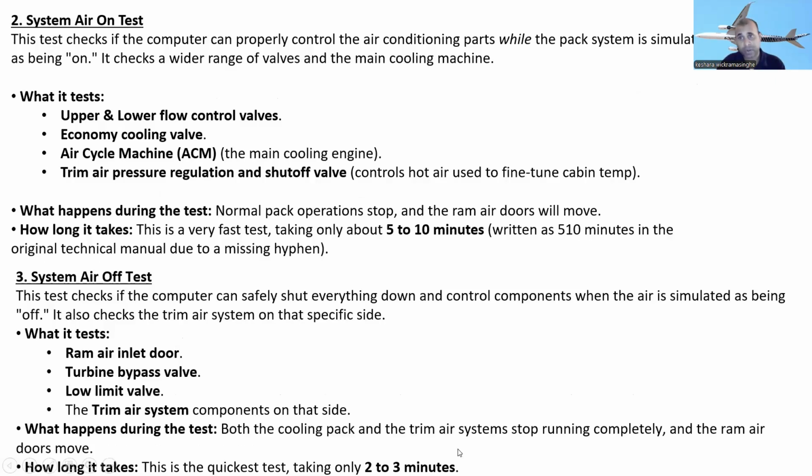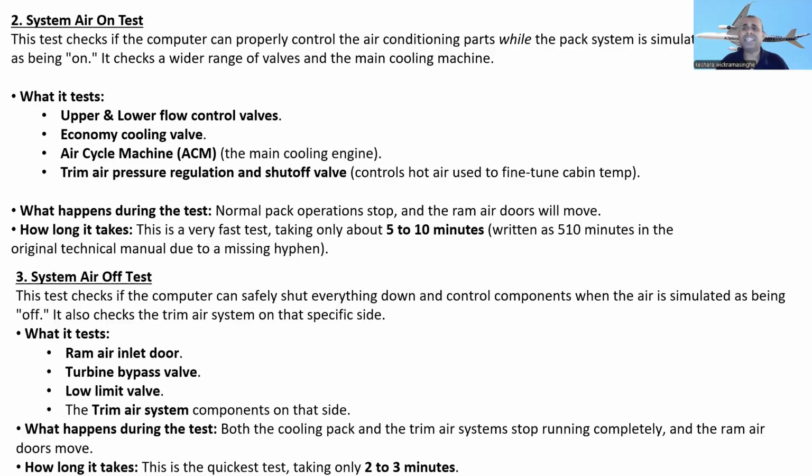The second one is the system air on test. The first one was the actuator test, and the next one is the system air on test. This test checks if the computer can properly control the air conditioning parts while the pack system is simulated as being on. It checks a wider range of valves and the main cooling machines.